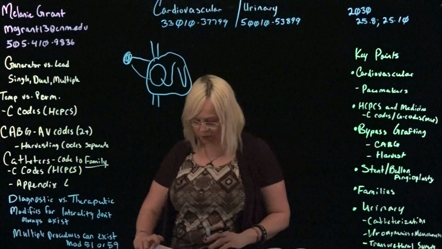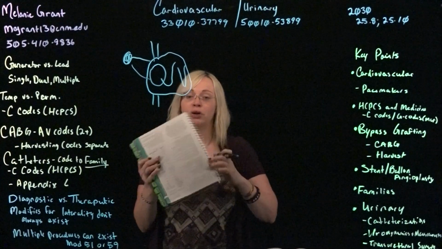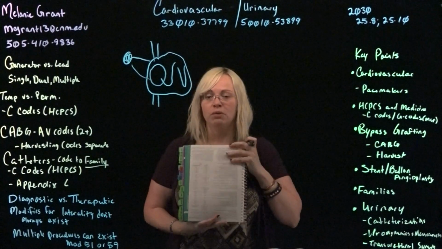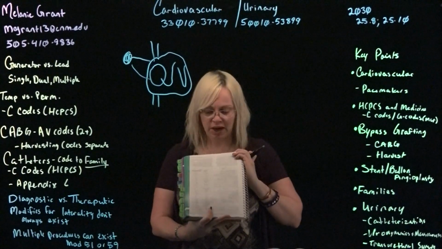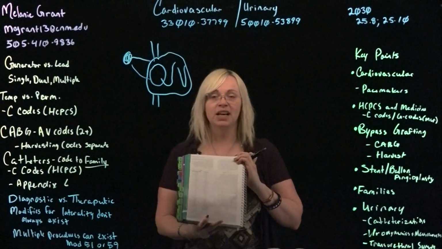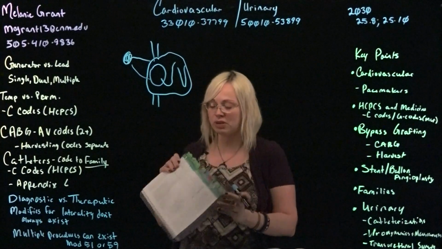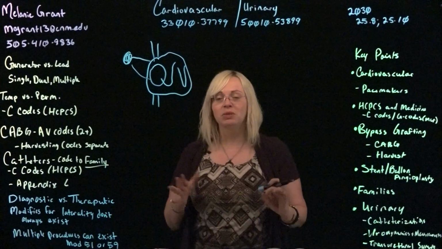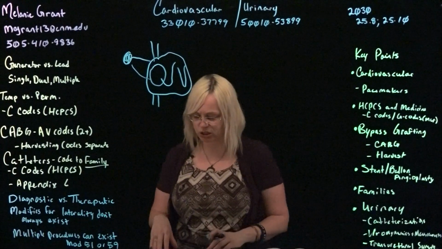Also, on the bottom of page 203 in my code book, I have a very lovely graph that's going to tell me, based off of the type of pacemaker I have and the type of leads, exactly what code or codes I should be listing. For this reason, I really recommend that you look at these because it's going to help you in that code selection.